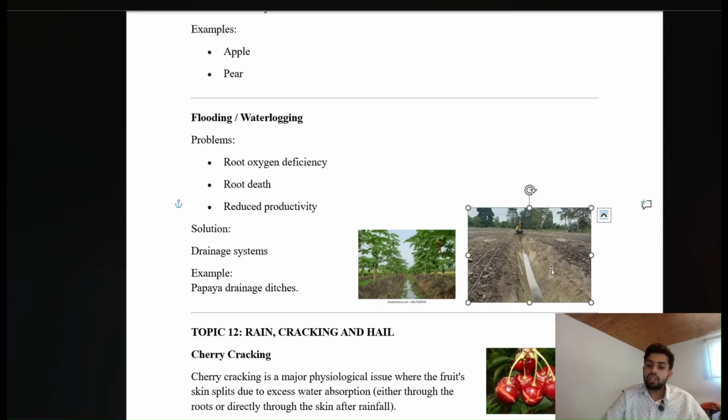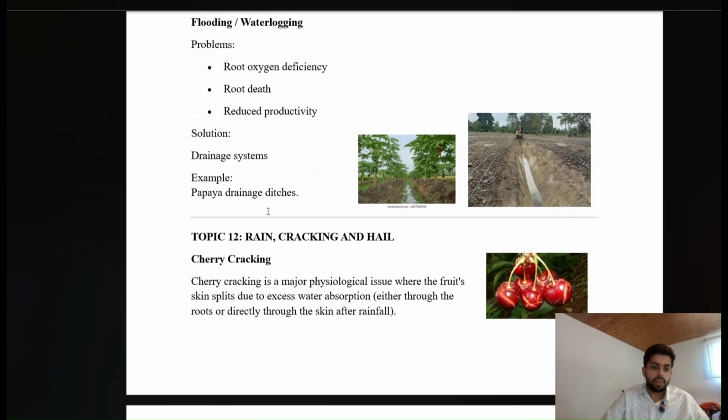Like in the images, there is a drainage system, mainly in the papaya crop, which we call drainage ditches. This is a papaya plant, and the drainage system is in each row. So if rainfall and flooding happen, our plant will be protected from deficiency or death.